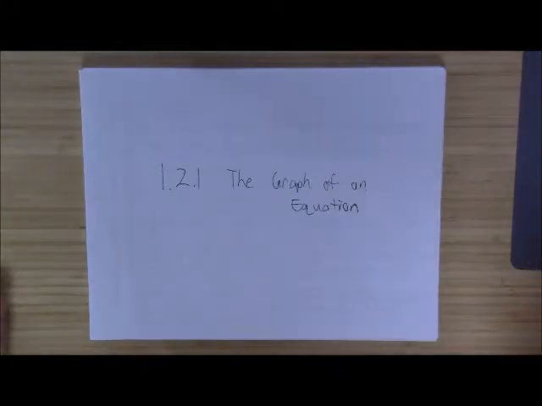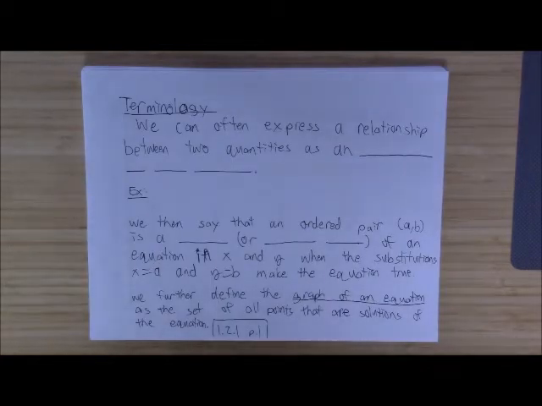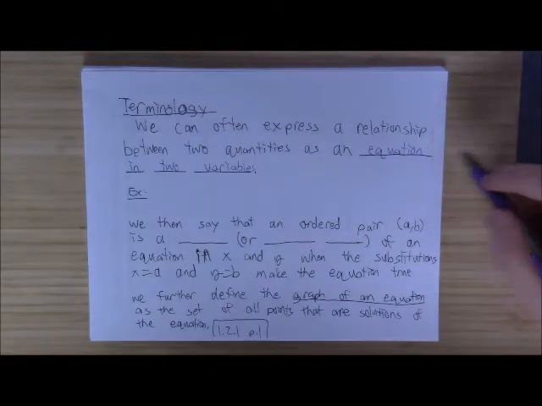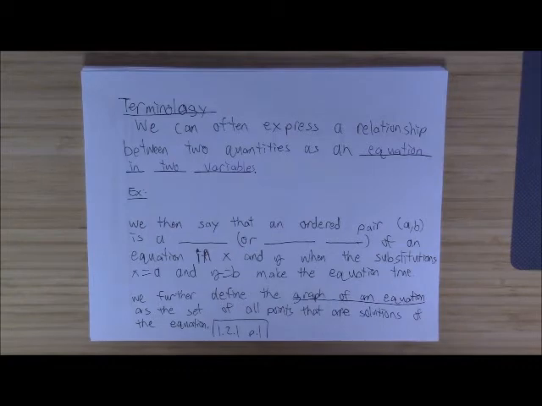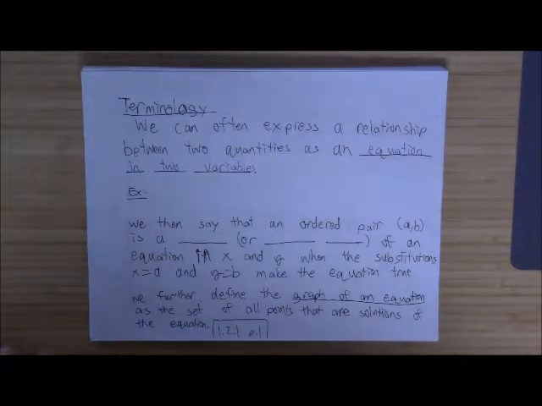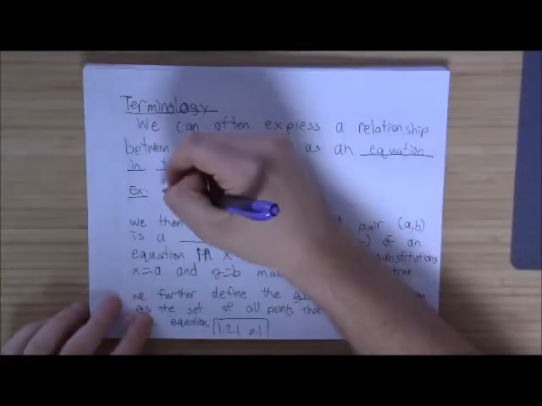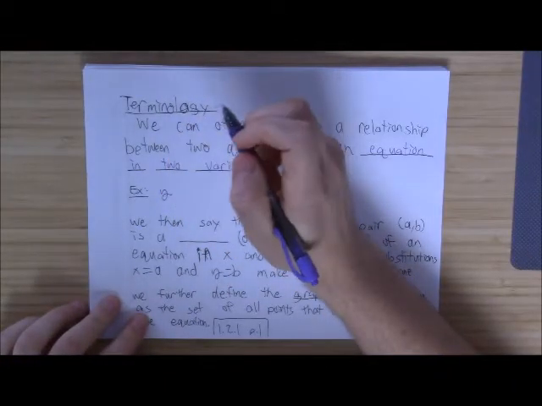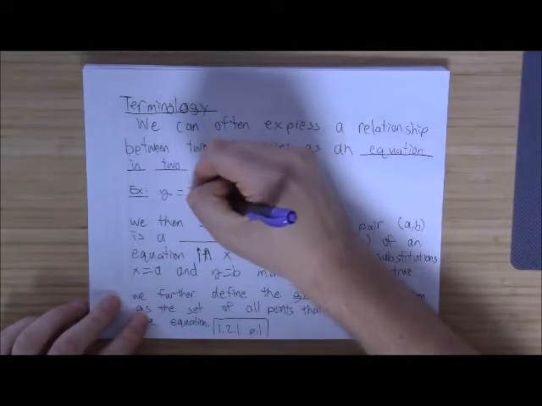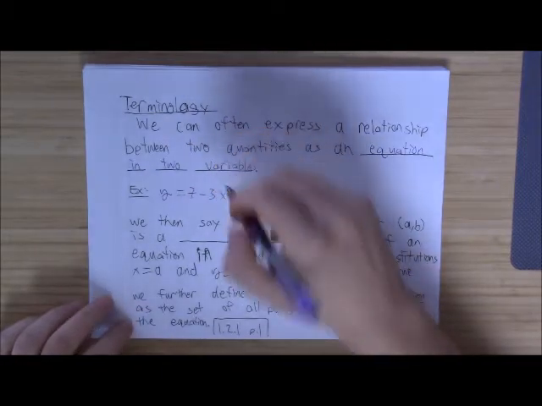In this video, we'll be talking about the graph of an equation. First, some terminology. We can often express a relationship between two quantities as an equation in two variables. For example, you could consider the relationship y equals 7 minus 3x.